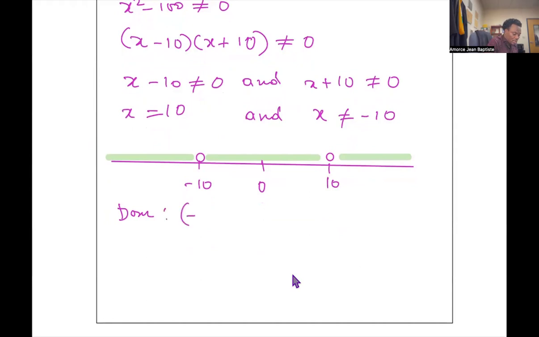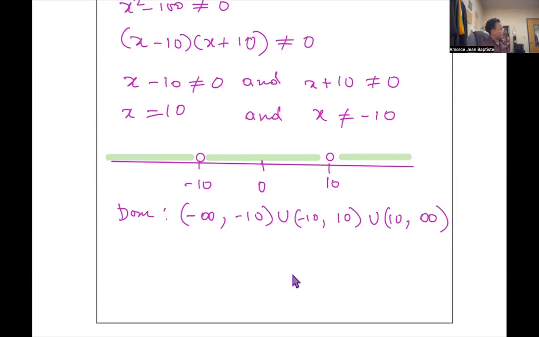So that is from negative infinity to negative 10, union from negative 10 to positive 10, union from 10 to positive infinity. And you can see we put parentheses for positive and negative 10 because they're not included in the domain, otherwise you would just take the whole number line, which would be all real numbers.